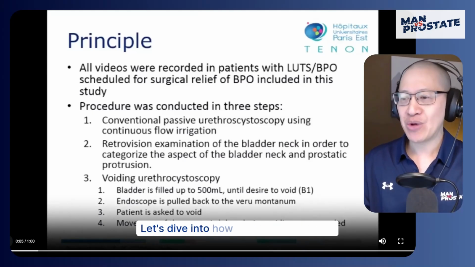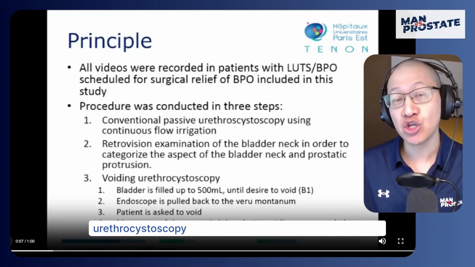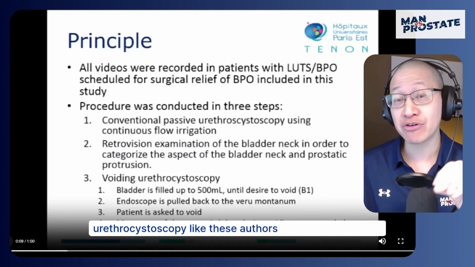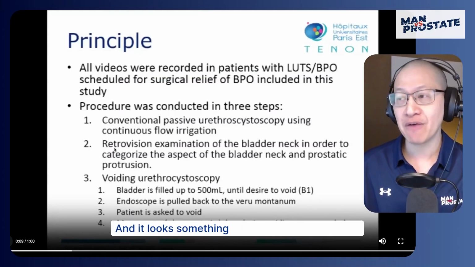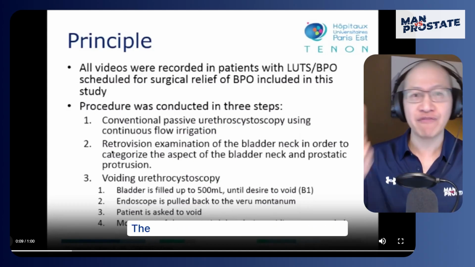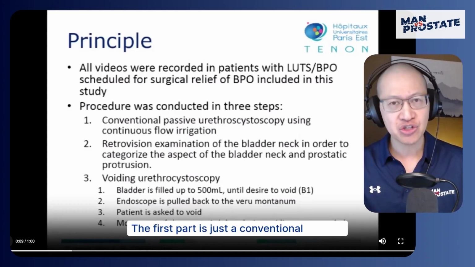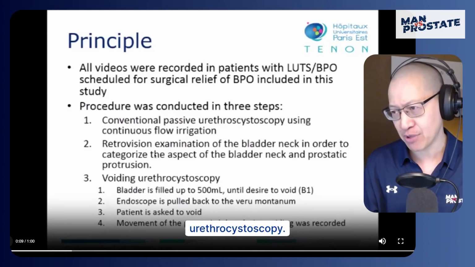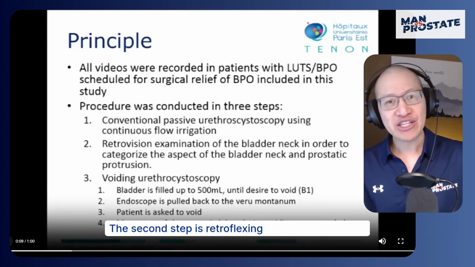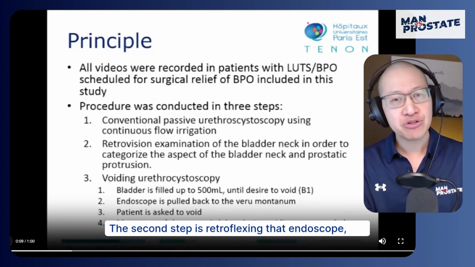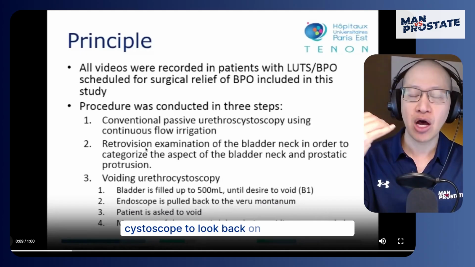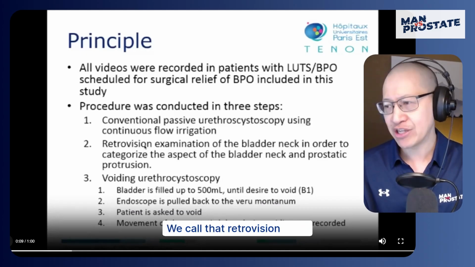Let's dive into how we can do a voiding urethrocystoscopy like these authors have recommended. And it looks something like this. Three main parts. The first part is just a conventional passive urethrocystoscopy. The second step is retroflexing that endoscope, the cystoscope, to look back on the bladder neck. We call that retrovision here.